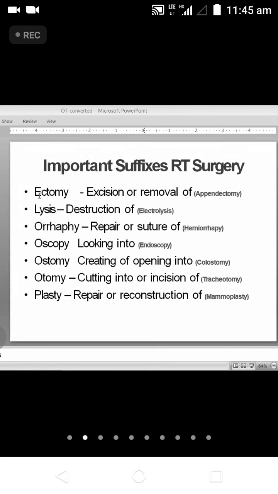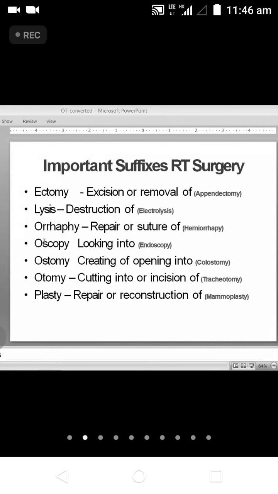The first one is ectomy, which means removal or excision. Lysis is destruction or breakdown. Then rraphy means repair, or you can suture it. Then scopy is visualizing or looking into. Ostomy is creating an opening. Then otomy is incision into or cutting into a particular organ or body part. Plasty is repair or reconstruction.